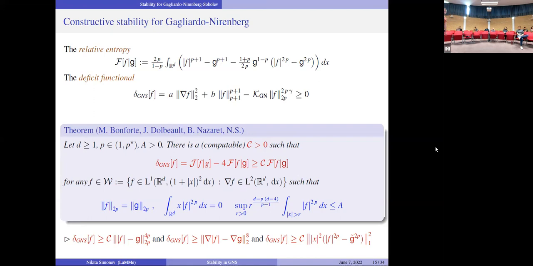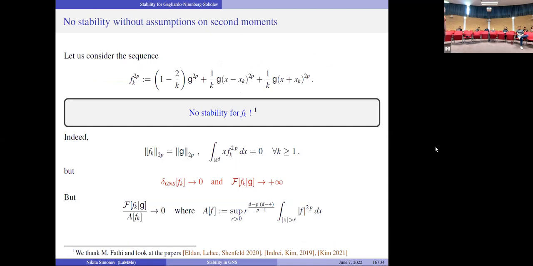So we will use a nonlinear flow to prove this theorem. And basically, it's a hypothesis that we need to use the tool, let's say. We don't know if this is necessary, but we know that something like this, at least a control of the second moments to prove a result in this setting, is needed. Because, well, you have a nice counterexample here.